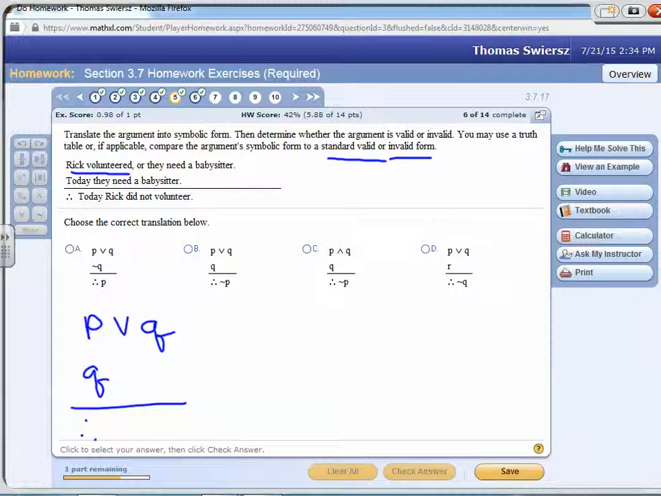Therefore, today Rick did not volunteer, which would be the negation of P, right? Because we said P is he did volunteer. So there's our statement in symbolic form. Now, is the argument valid or invalid?